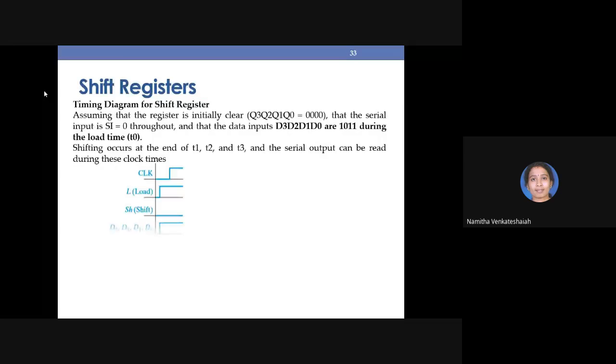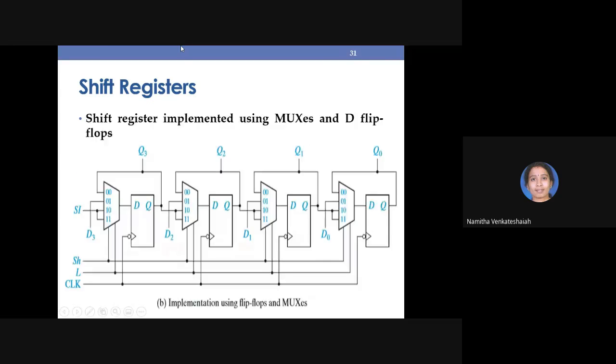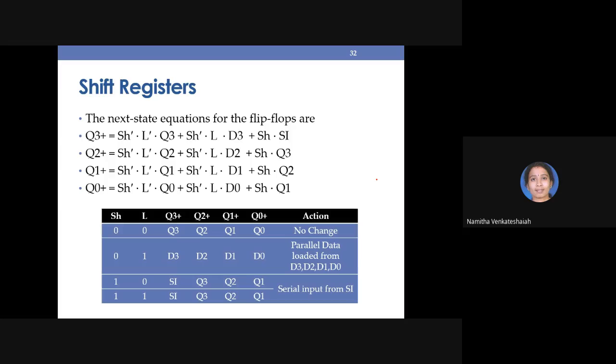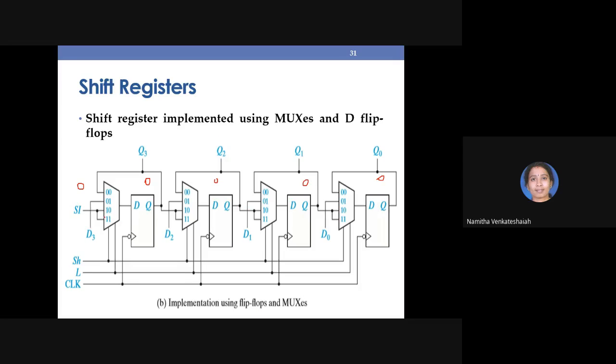See, it is very simple. We are assuming that the initial value of the shift register is 0, 0, 0, 0, and the serial in is 0. Okay. And then D3, D2, D1, D0 is 1, 0, 1, 1. So D3 is 1, D2 is 0, D1 is 1, D0 is 1.